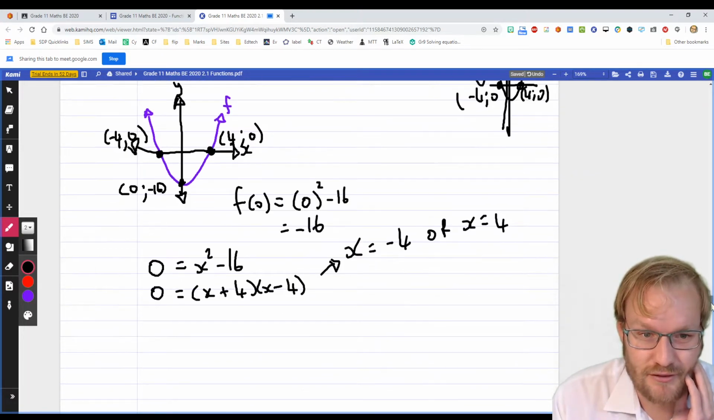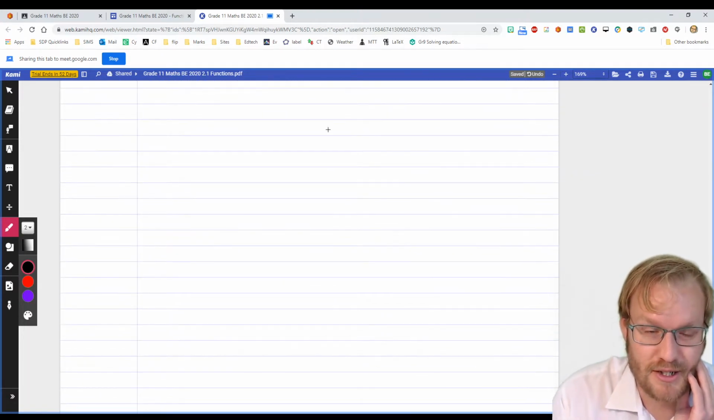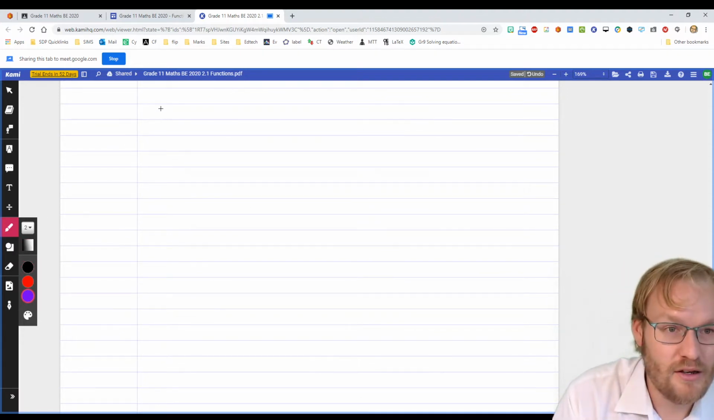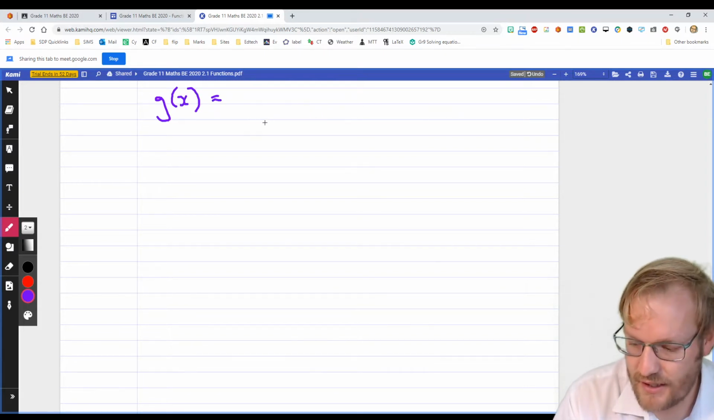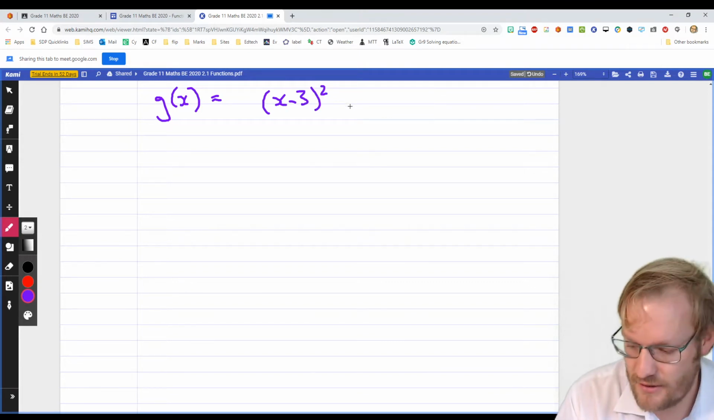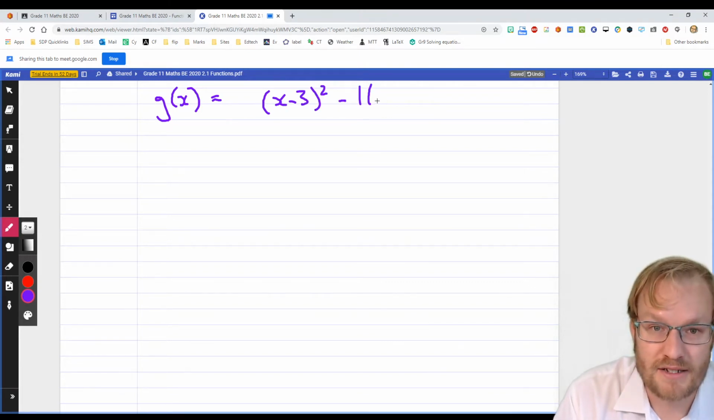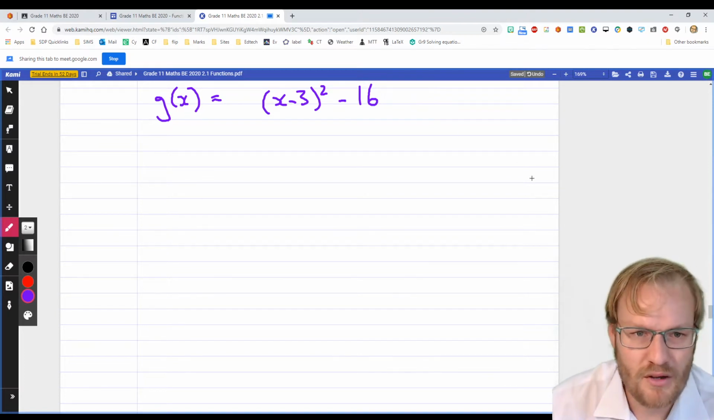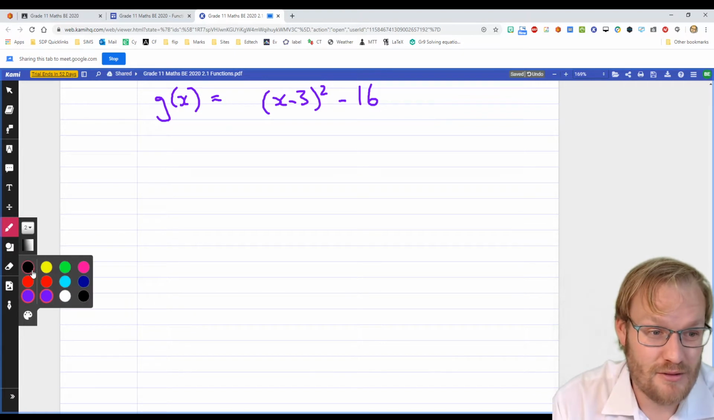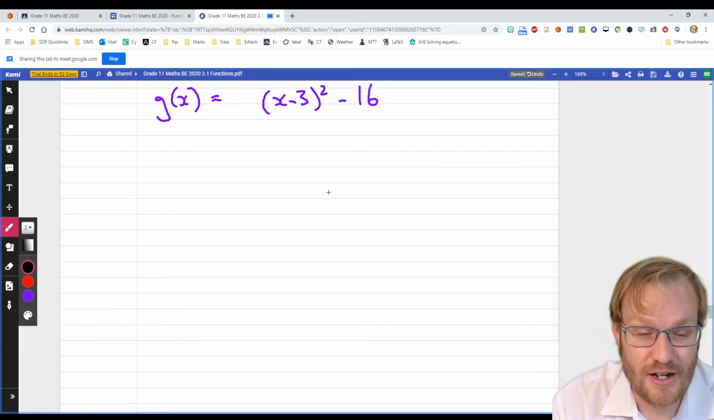Now I'm going to give you a different parabola, the parabola that has the equation g of x, let's give it a new name, is this time x minus 3 squared minus 16. Okay, so it still looks like a parabola. It's still something squared minus 16. But our function's going to look a bit different now.